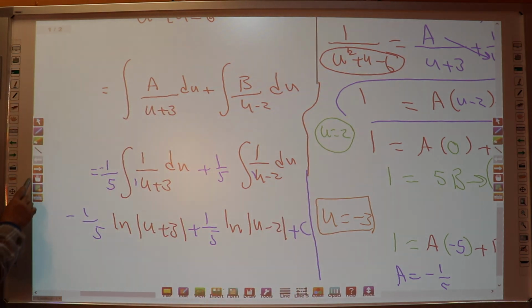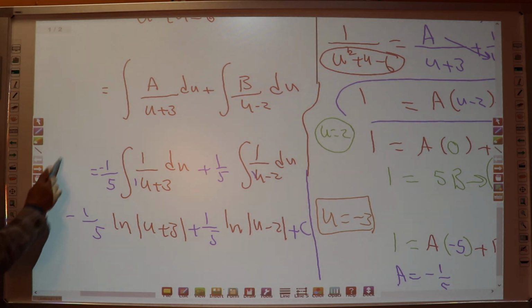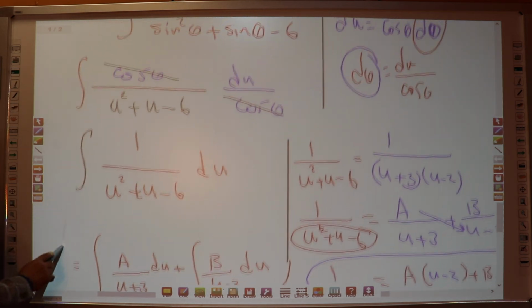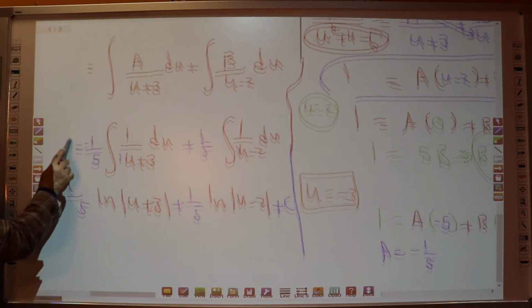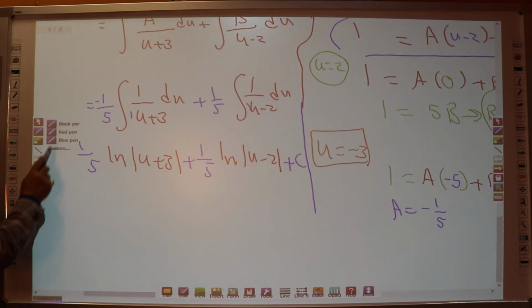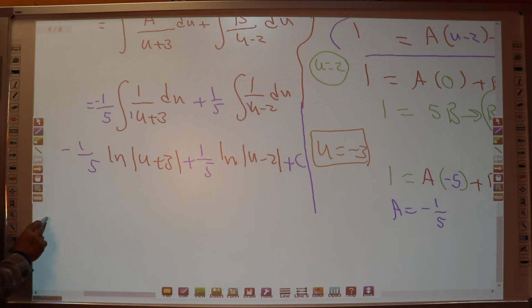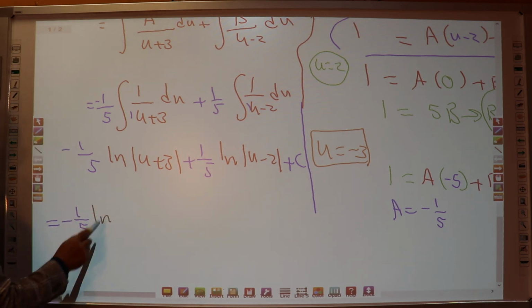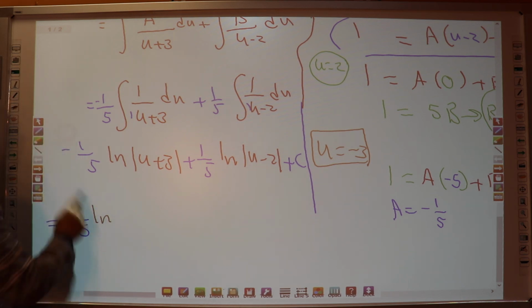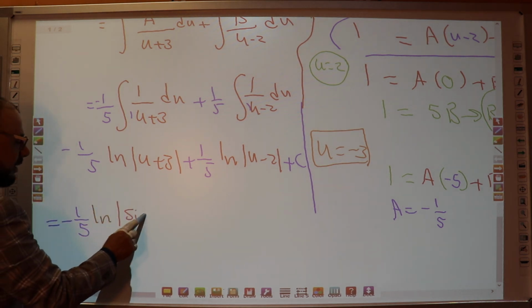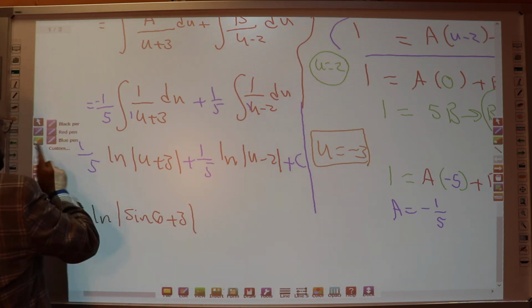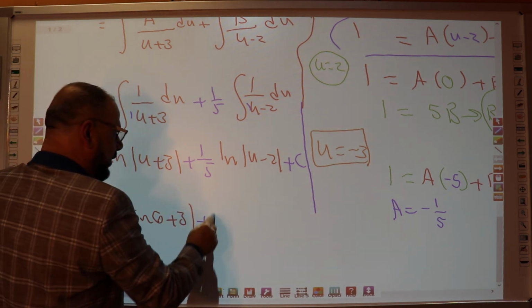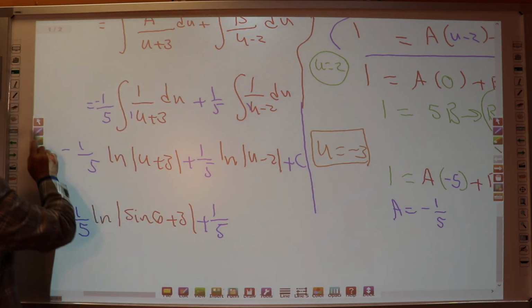Okay, bring u back now. From the beginning, u is equal to what? U equals sine theta. Then my final answer will be negative 1/5 ln absolute value of sine theta plus 3, plus 1/5 ln absolute value of sine theta minus 2 plus C. But anyway, you use it the same.